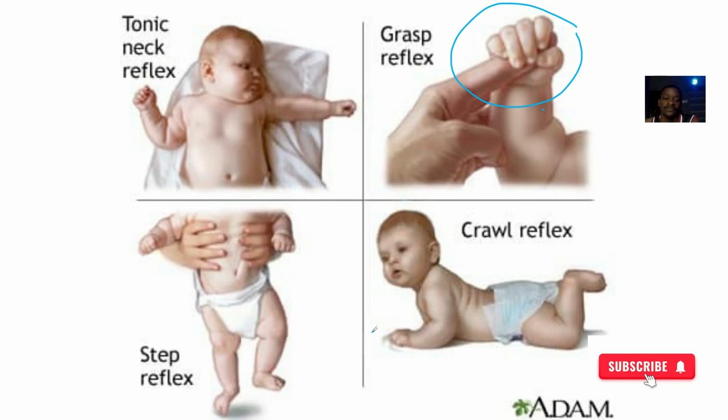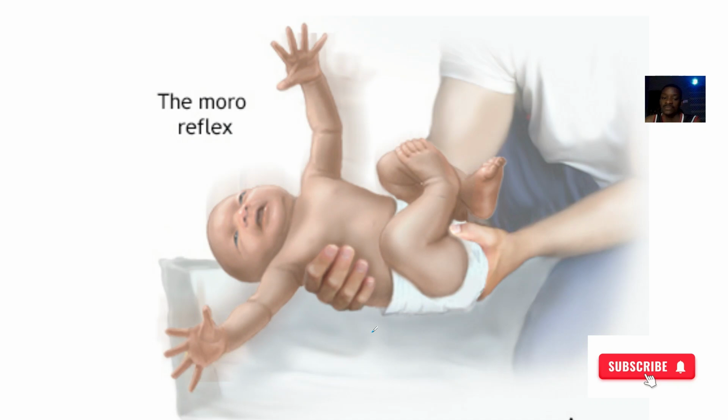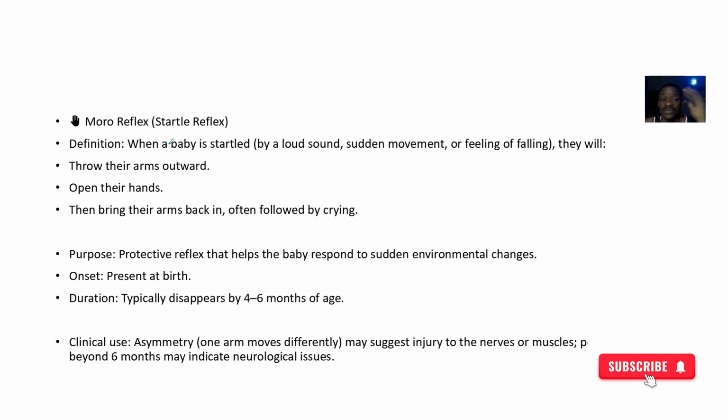Okay, then the next one which we are discussing is the Moro reflex, or startle reflex. This is when the baby is startled, when there's a loud sound, or when there's a sudden movement close to it after some time of being calm, or if the baby feels like they're falling, they startle. So they throw their arms outward, open their hands, then they bring their arms back together, and sometimes if it is too much, if it is too scary, they cry.